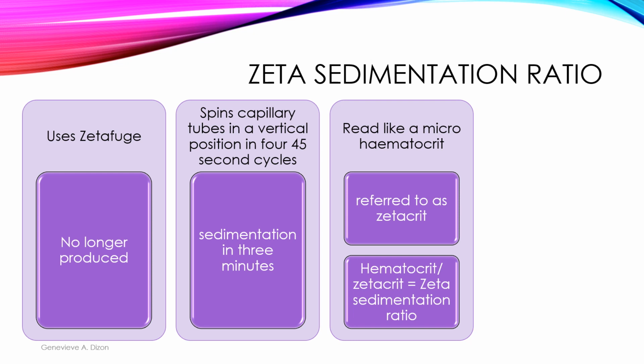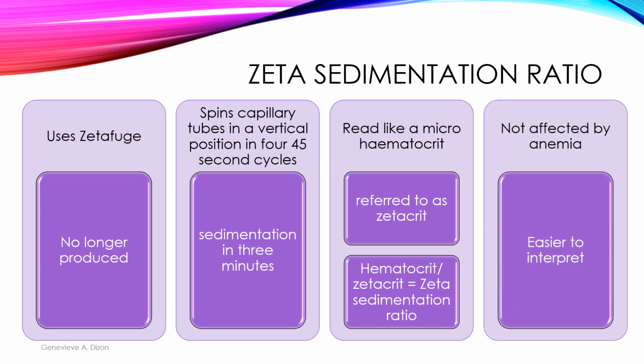The capillary tubes are read like a hematocrit reading. That is why this is referred to as a ZETAcrit. To get the ZETA sedimentation ratio, we divide hematocrit over the ZETAcrit. Unlike the other sedimentation methods, the ZETA sedimentation ratio is not affected by anemia and is easier to interpret.